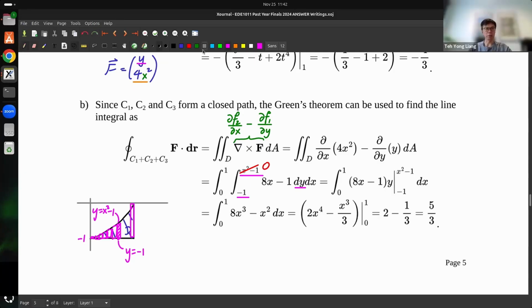Sure. Okay, hold on. Let me also address the x part. Okay, so this is x equals to 0 to x equals to 1.